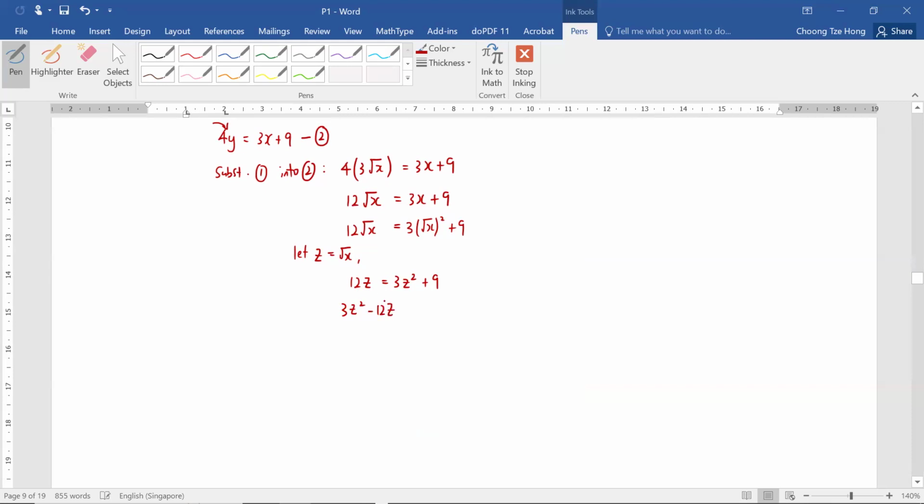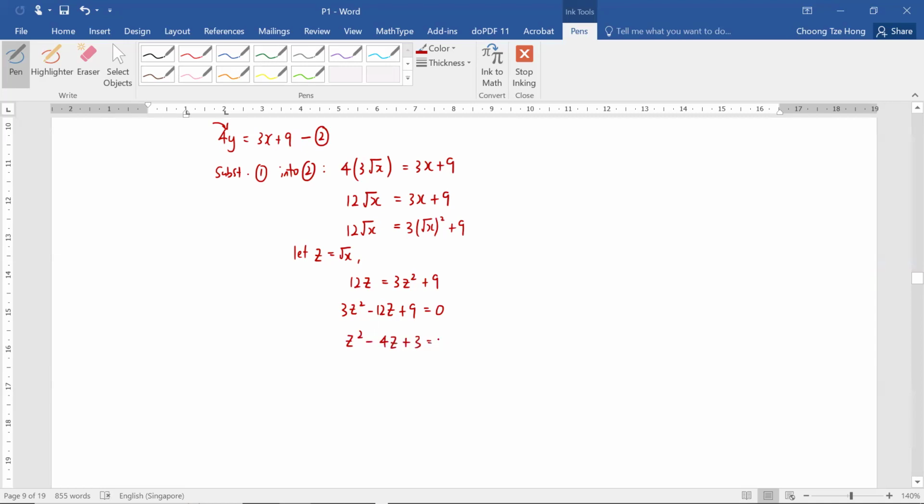So I'll bring the 12z to the right side, but I'll write everything on the left side. Before we continue solving, we can see that all three coefficients are multiples of 3, so we can actually divide by 3 first.